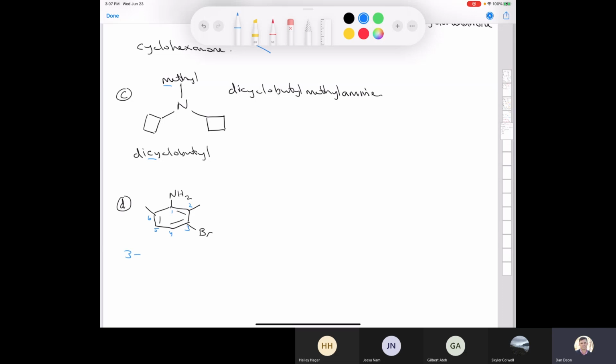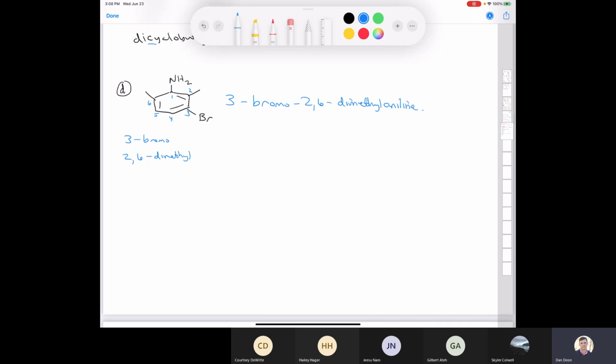So I've got 3 bromo, and then I've got 2,6-dimethyl. Well, bromo comes first because we ignore the di in dimethyl. So this is 3-bromo-2,6-dimethyl aniline.